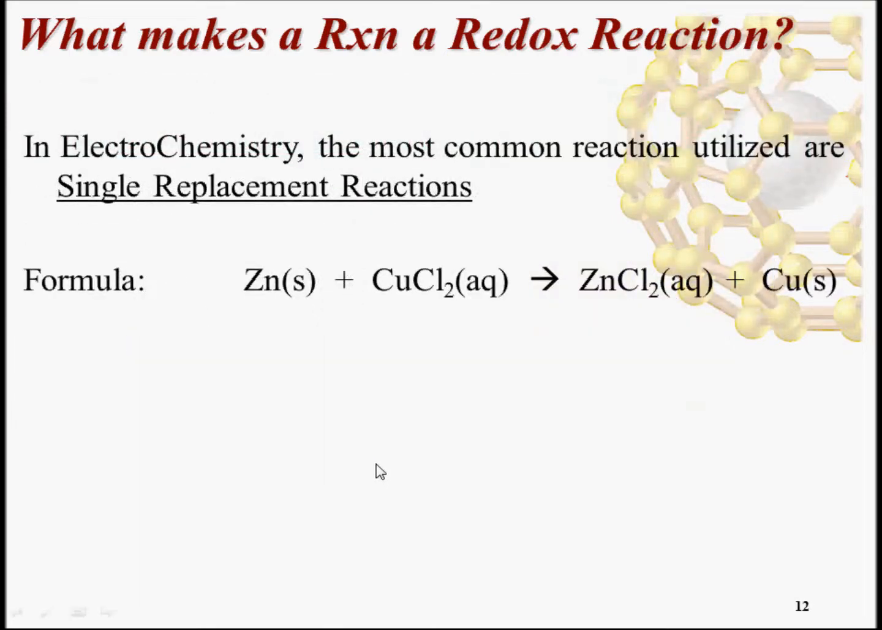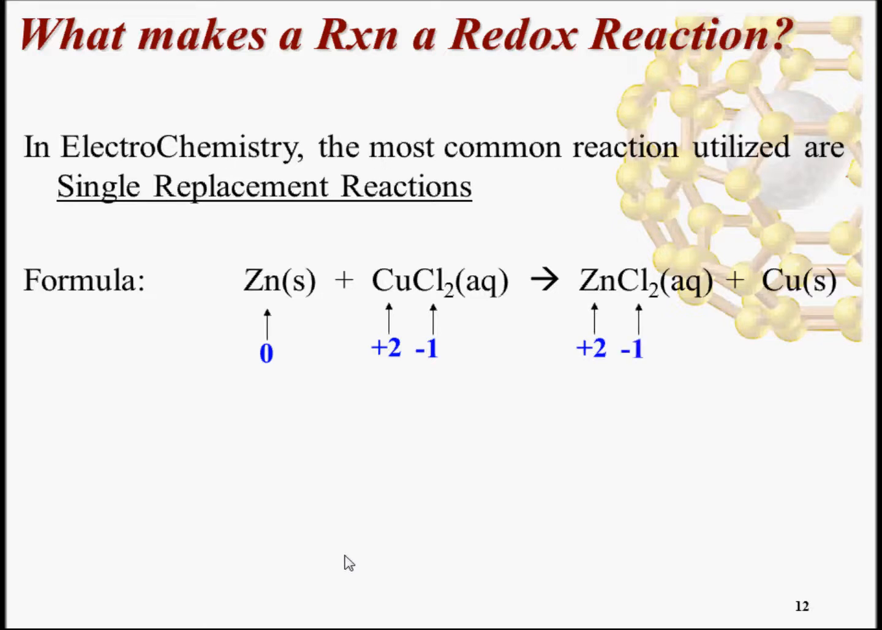Now, one of the most common types that we use in electrochemistry are single replacement redox reactions. If we look here, we have our element zinc. It's 0. The copper, in this case, has a +2 charge, which means it has a +2 oxidation state. Our chloride's -1. Now, on the other side, the zinc is now +2. Chloride is still -1. And now the copper is the element copper, which means it has a 0 oxidation state.